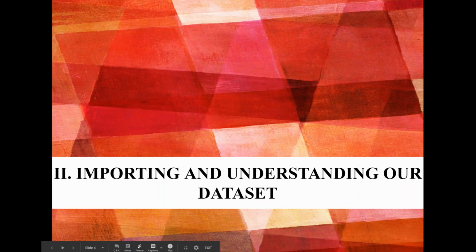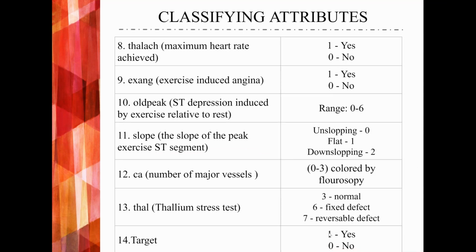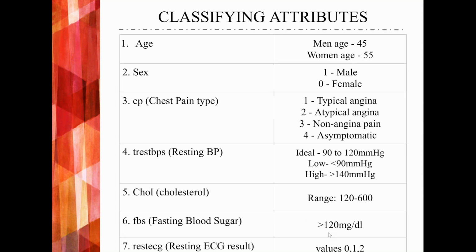Now let's take a deep dive into our data set. These are all called the classifying attributes. So we have around 13 classifying attributes. Starting off with age. The minimum age of men around which the heart diseases will start is 45, and the woman age is 55 years. Then comes the sex, that is the gender.